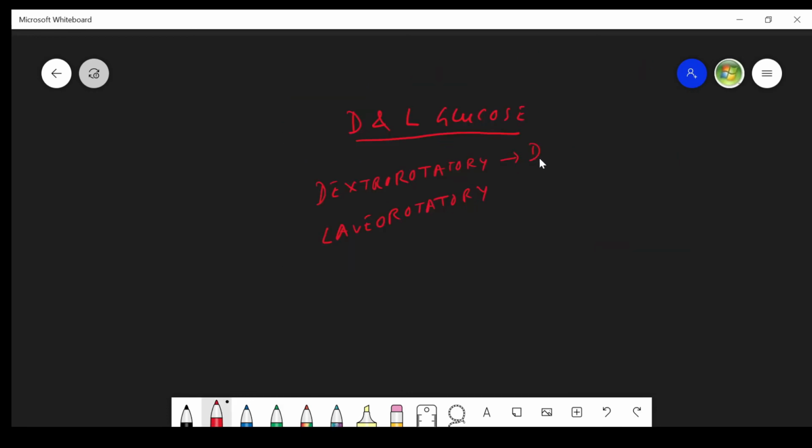So this is D glucose and this one is L glucose. Now actually what happens in case of dextrorotatory glucose, the structure looks like this one. Let me draw.